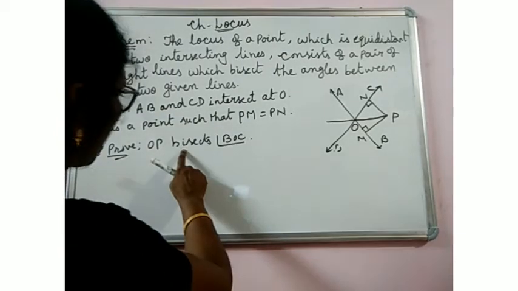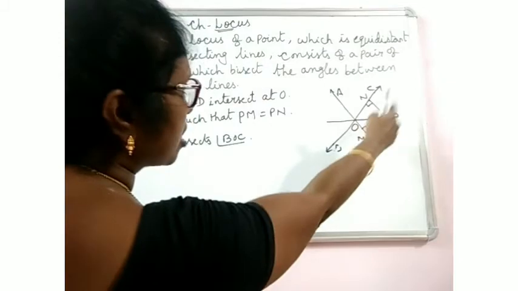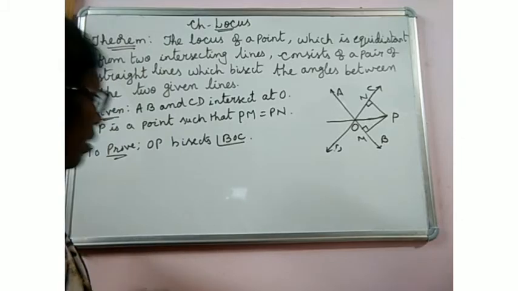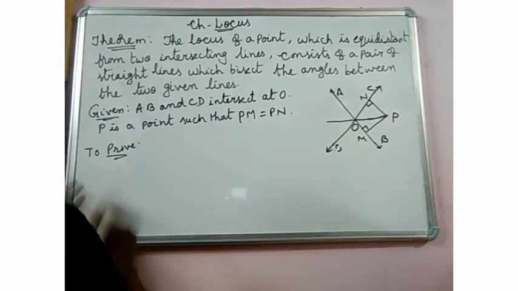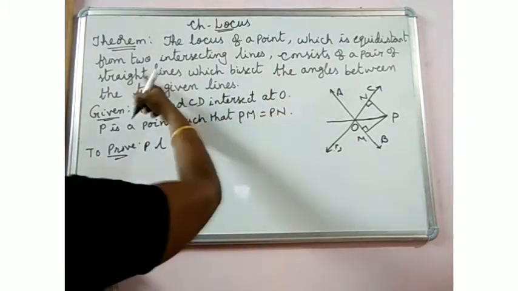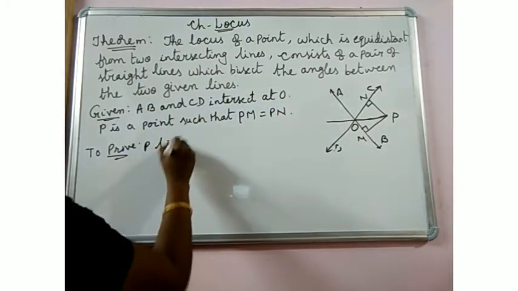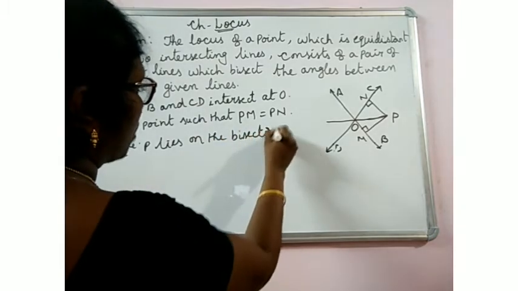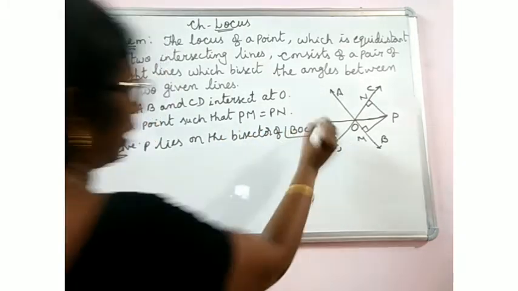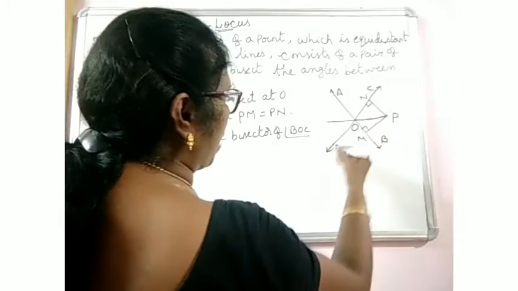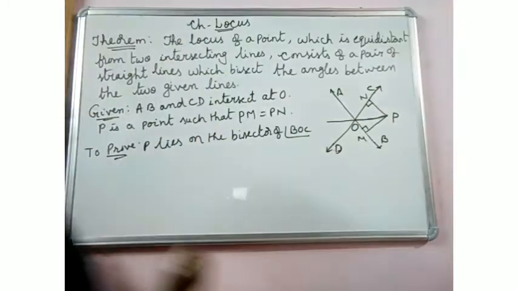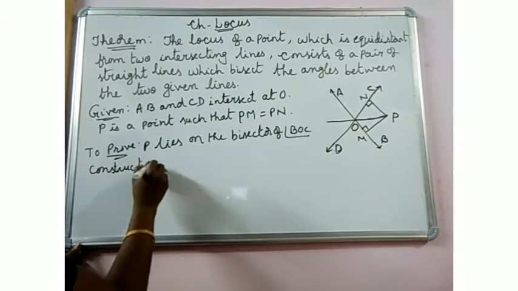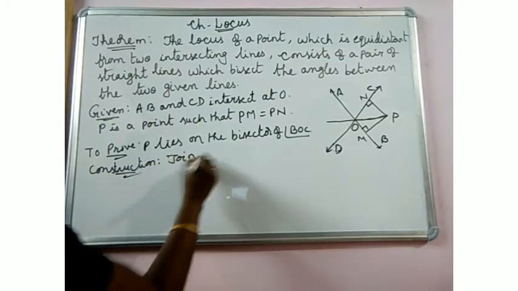Or we can write P lies on the bisector of angle BOC. Other way we can write, P lies on the bisector of angle BOC. Angle BOC bisector or angle AOD bisector, both are same. And your construction here is join OP. I have joined for you. Now you have to write join OP.